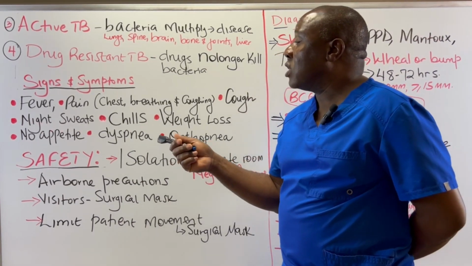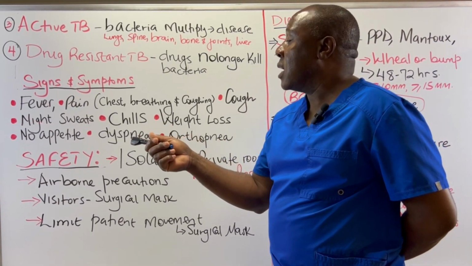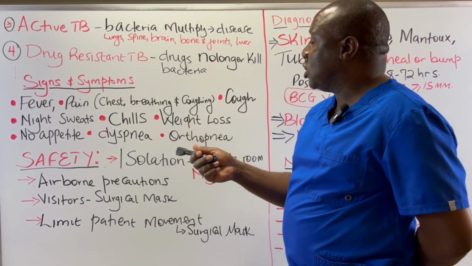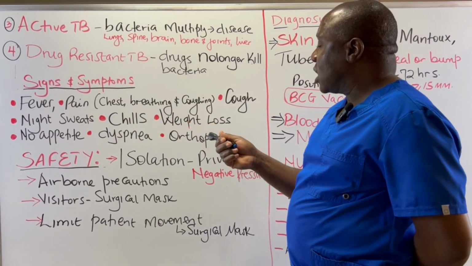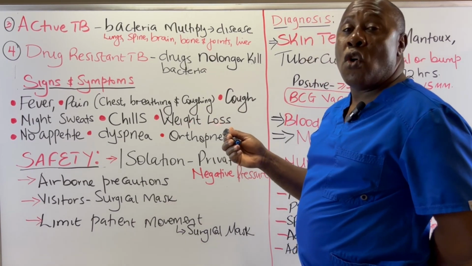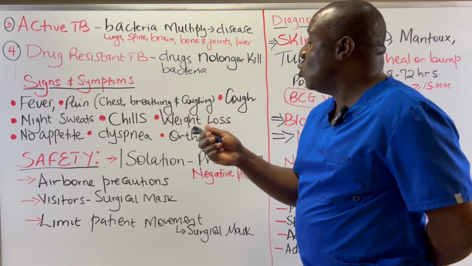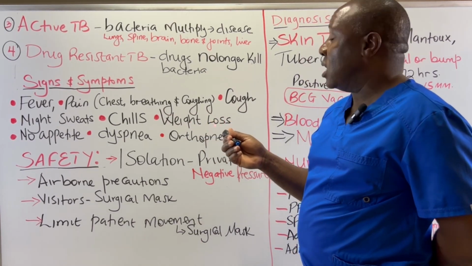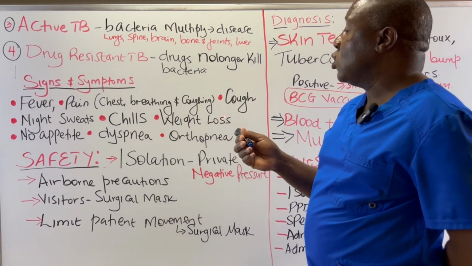These patients have night sweats. They experience sweating at night. They also have chills. They have weight loss. That's another sign of TB. The patients lose their weight unintentionally. So that's another sign of TB in those patients.